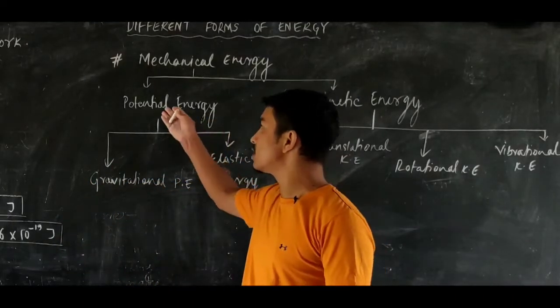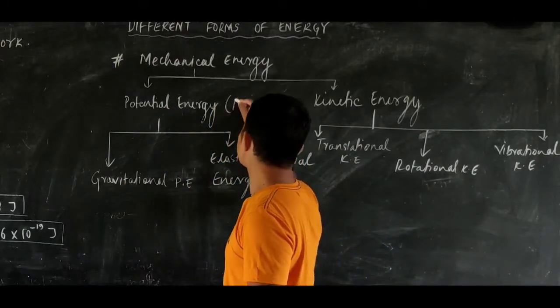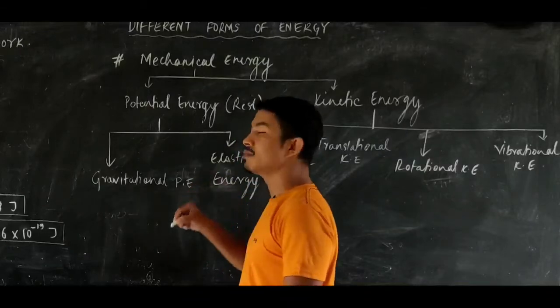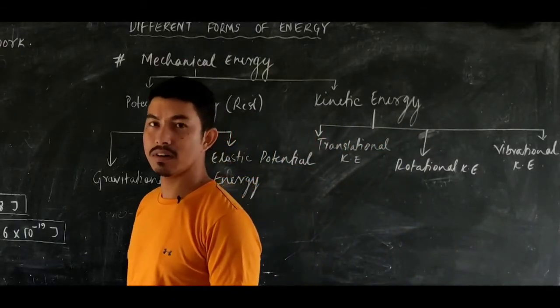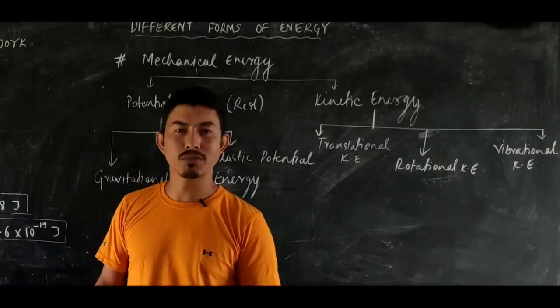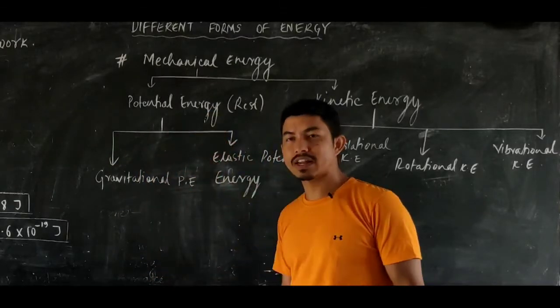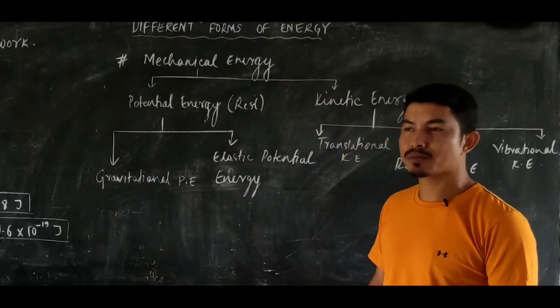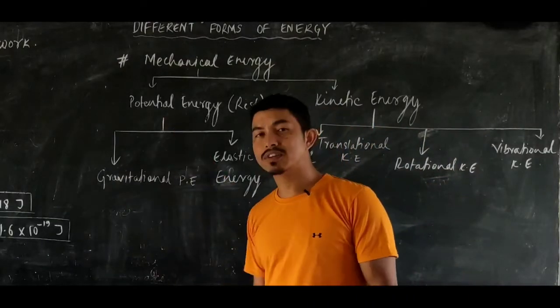So what is potential energy? Potential energy is the energy possessed by a body that is at rest. Everything, whether it is the universe, heavenly bodies, a large particle or a very tiny subatomic particle, if it is at rest, possesses energy known as potential energy. So the energy possessed by a body due to its state of rest is said to be potential energy.